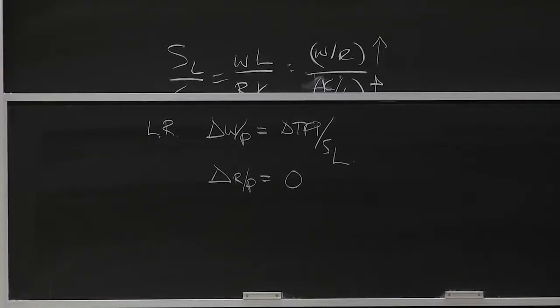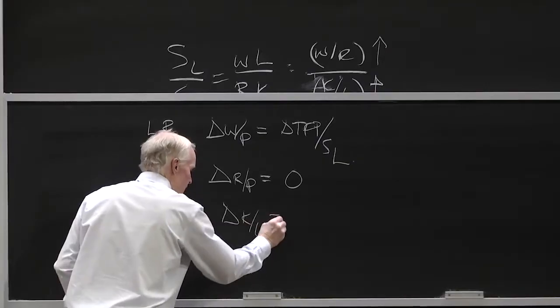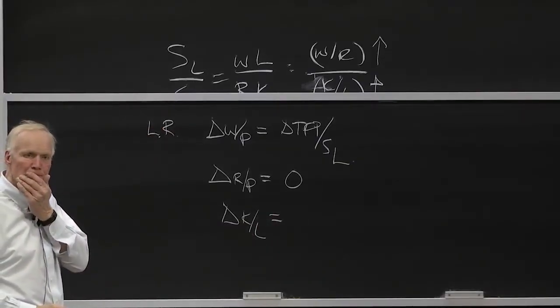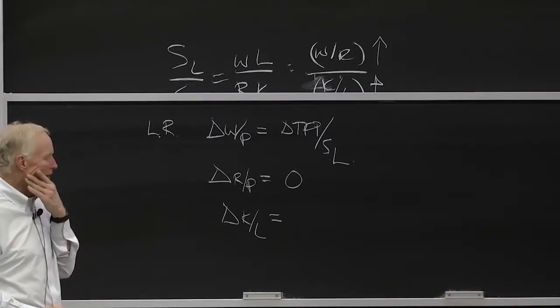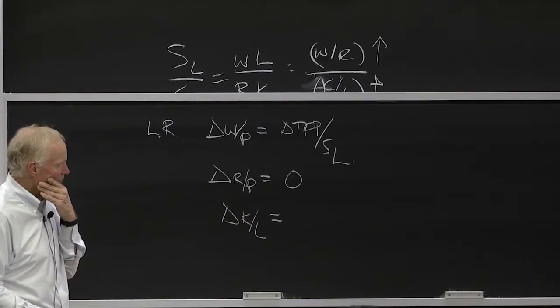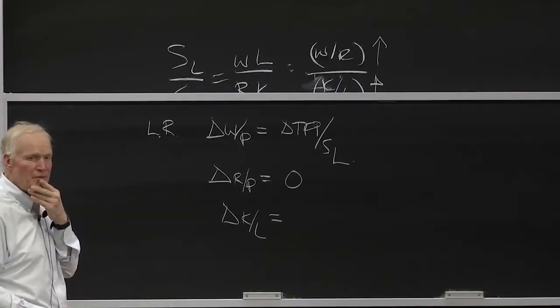How about delta K over L? What is that going to be? Anybody know? How would we figure out delta K over L? Let's think about it. Any ideas? We need something we haven't talked about yet.